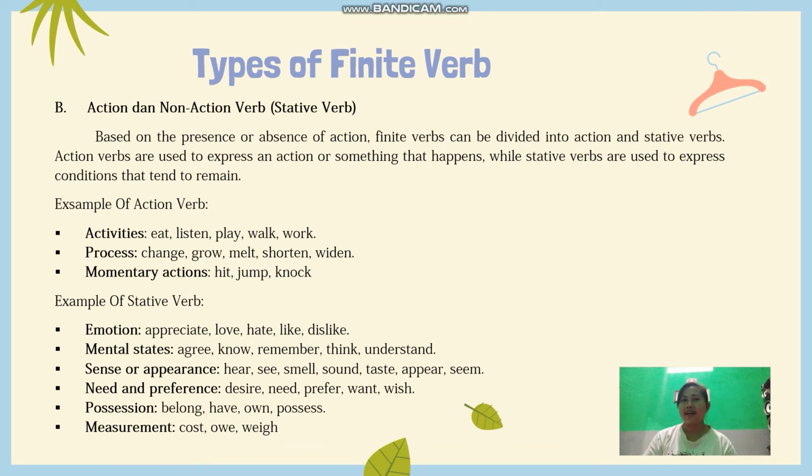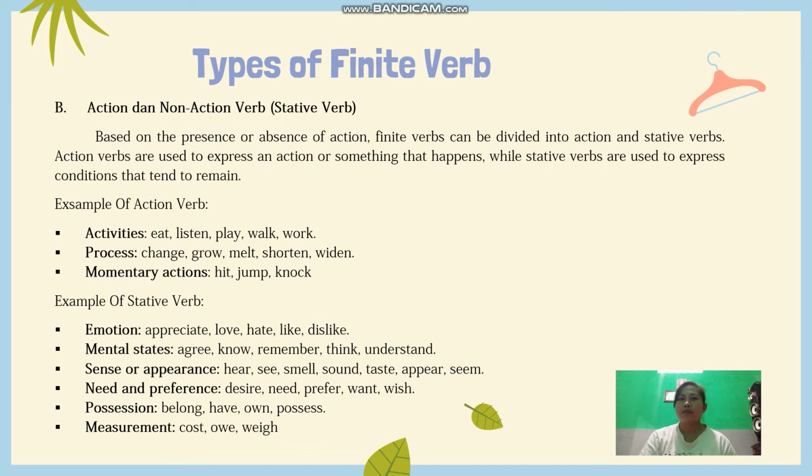And the second is action and non-action verb or static verb. Based on the presence or absence of action, finite verb can be divided into action and static verbs. Action verbs are used to express an action or something that happens, while stative verbs are used to express conditions that tend to remain.